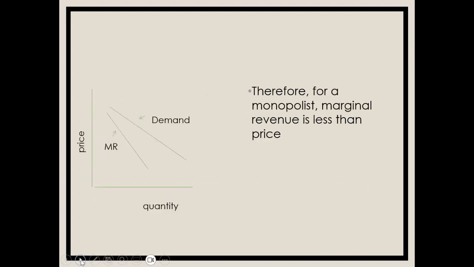Here's the diagram explaining that. We have the downward sloping demand curve. And then below it is another downward sloping curve, which is the marginal revenue curve. And notice that at every quantity, marginal revenue is less than price. You get the price from the demand curve, but the marginal revenue is a curve that's below that.